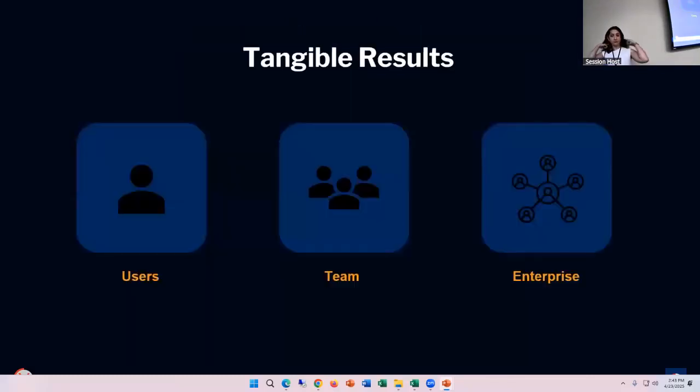So the benefits of MSPS can be seen across the board. For users, it provides faster, more intuitive insights into their data. For teams, it ensures that portfolios are better aligned to their objectives and also better protected against risk. And then for the enterprise, it helps achieve measurable cost savings.